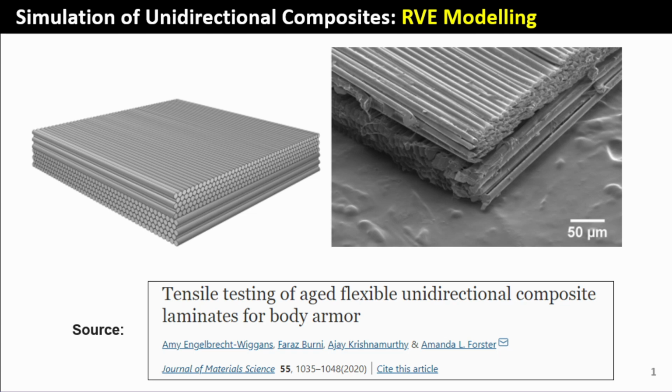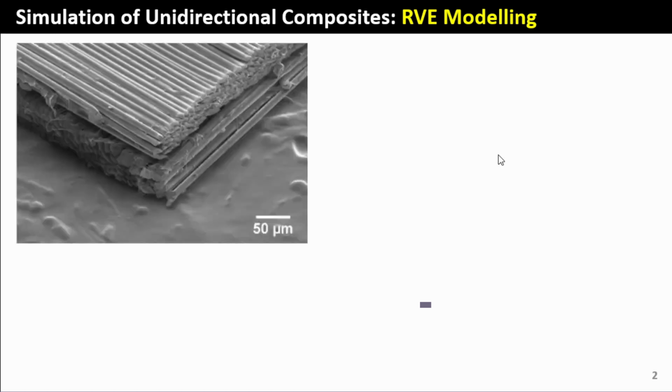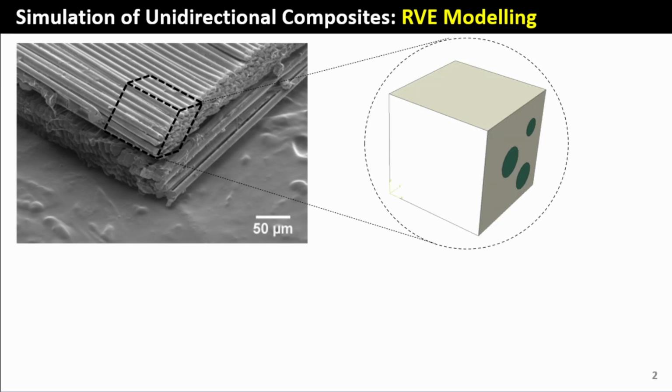So what do I mean by that? If we look at the next slide, I can isolate a cubic representative volume element of just one of those bundles of fibers. So what you end up getting is probably something that looks like this. You've got a cubic RVE with the fibers running in that direction.